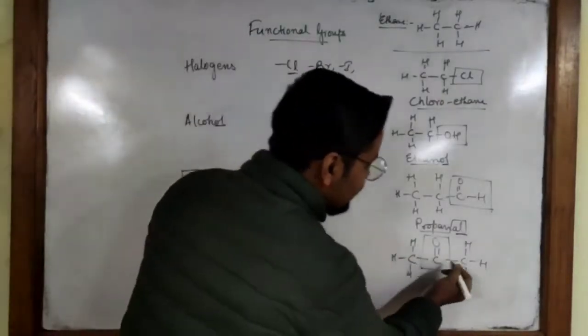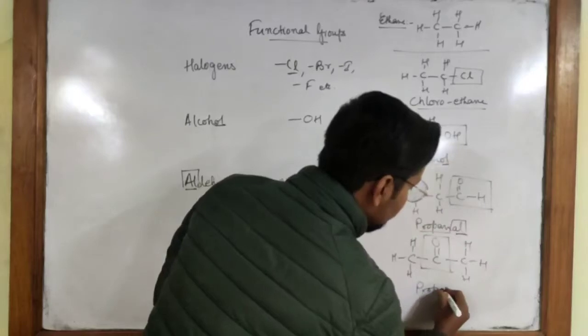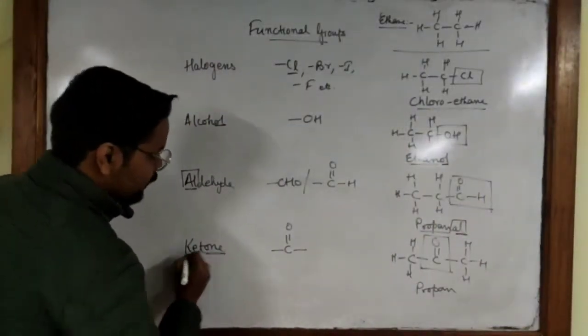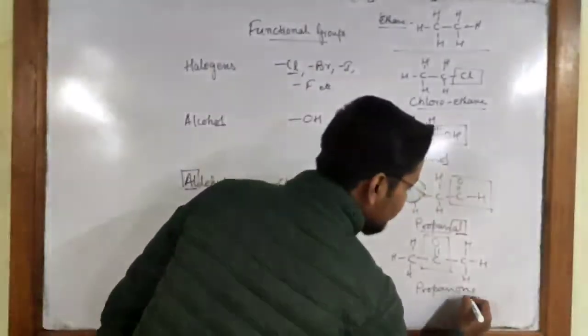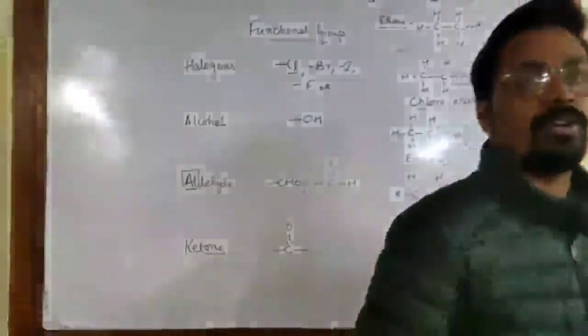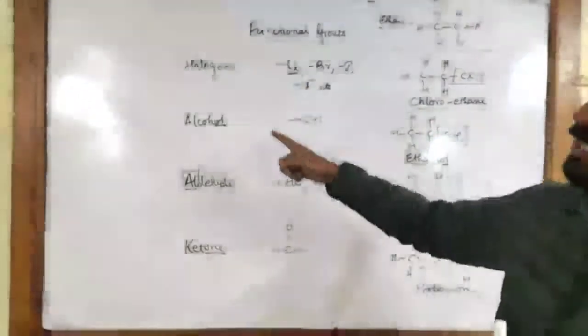So this now contains 3 carbons. So again it is propan. Since it is ketone, you take the one from here and you add it to this. It becomes propanone. Okay, that's how you do the nomenclature, the naming of the compounds. So hope you understood these 4.